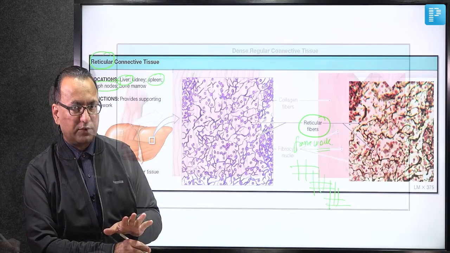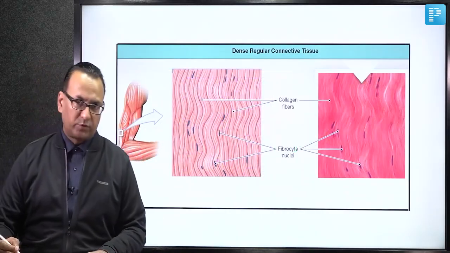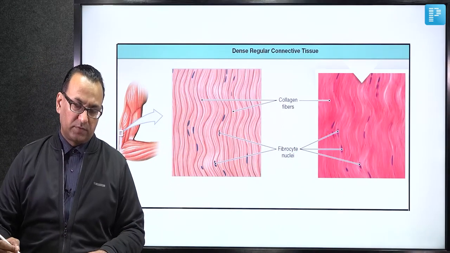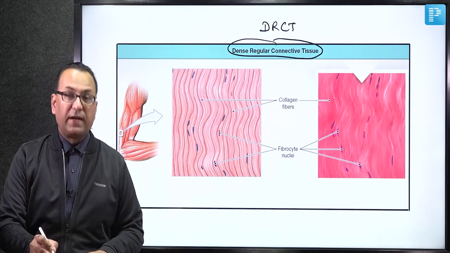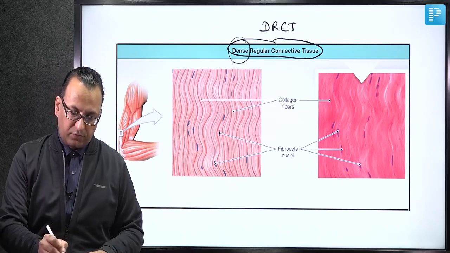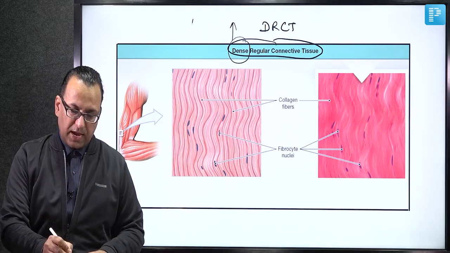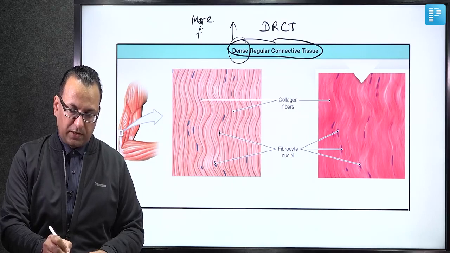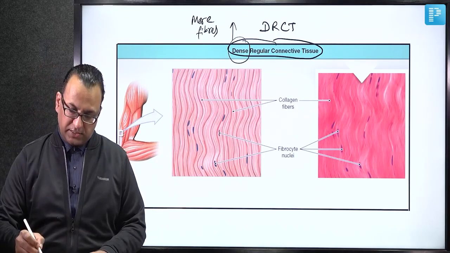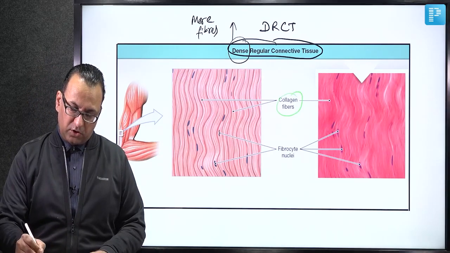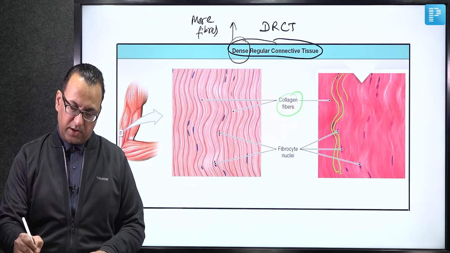Now we move on to the diagrams of the dense connective tissue. Here it is dense regular connective tissue. What do you mean by dense? Dense means you have more fibers. And what is meant by regular? It means the fibers are running in a regular fashion. As you can see, these are the collagen fibers, long wavy bundles of fibers, and they are running parallel to each other in a regular fashion, going in a particular direction.